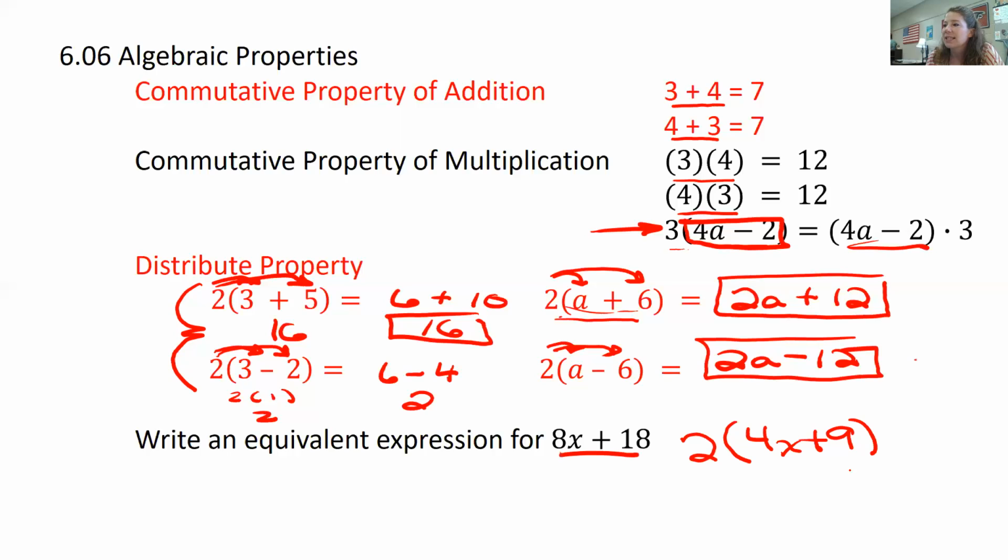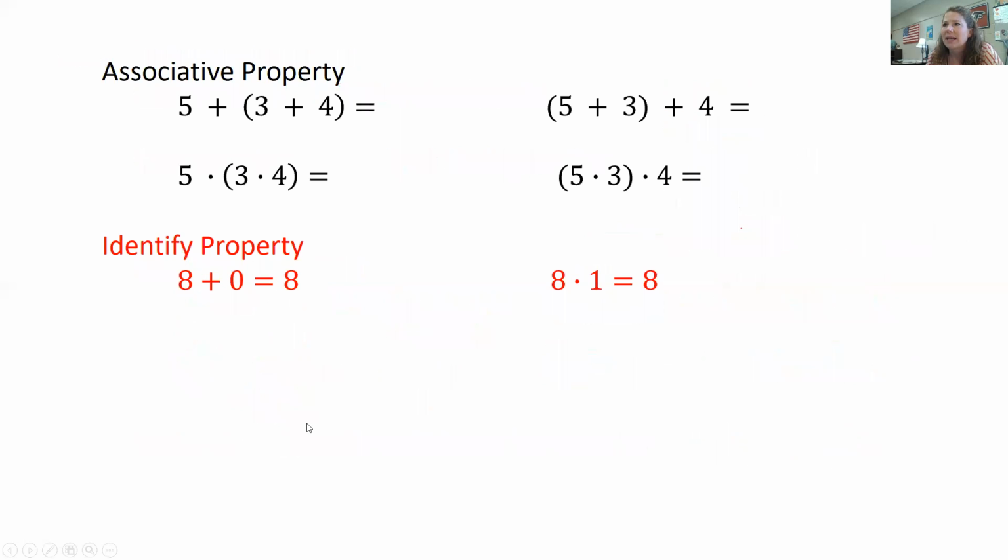All right, so are those two equivalent? Is this equal to this? Well, in order to check, I could use the distributive property. So 2 times 4x is 8x, and 2 times 9 is 18. So by using the distributive property, I can check myself. Yes, they are equivalent. So this and this, those are equivalent expressions, okay? All right, let's move on.